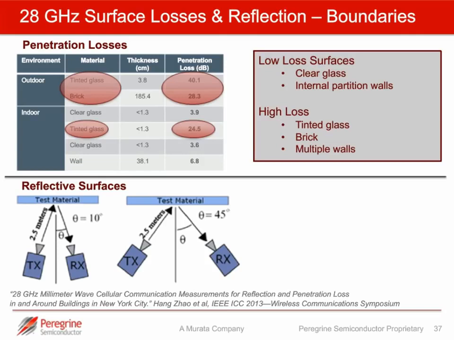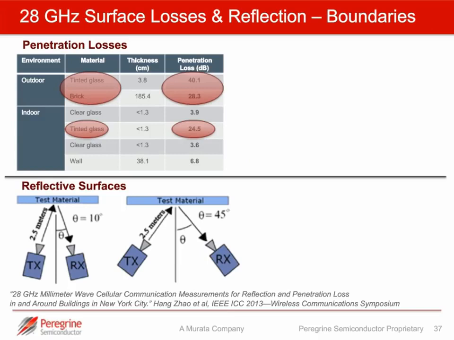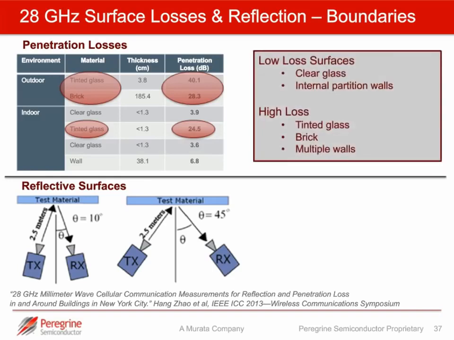So this is typically saying that you might find tinted glass in the exterior of a building, likewise brick. But the other part which is interesting is that multiple walls, so even multiple internal partition walls, can have significant attenuation.